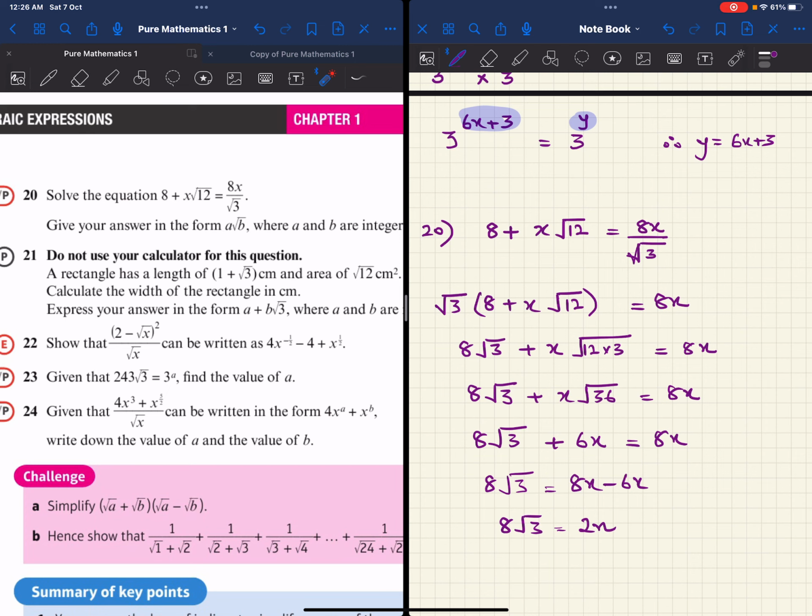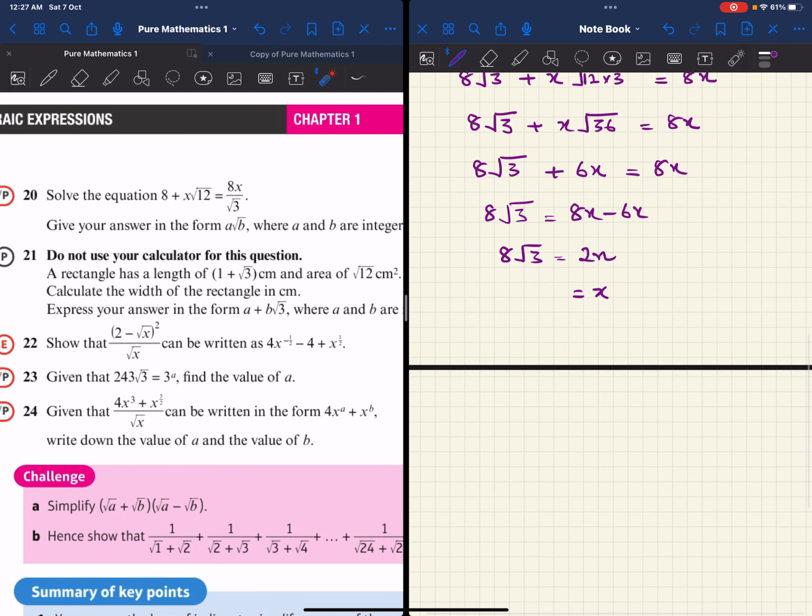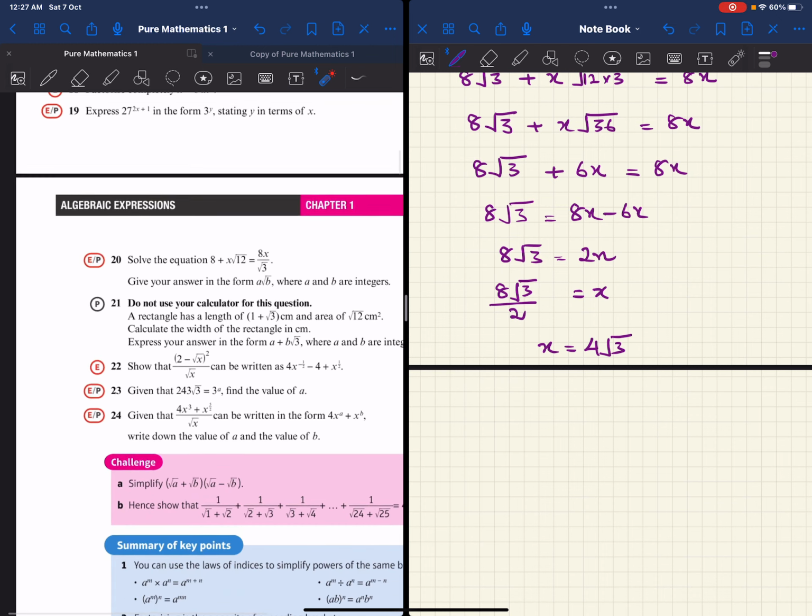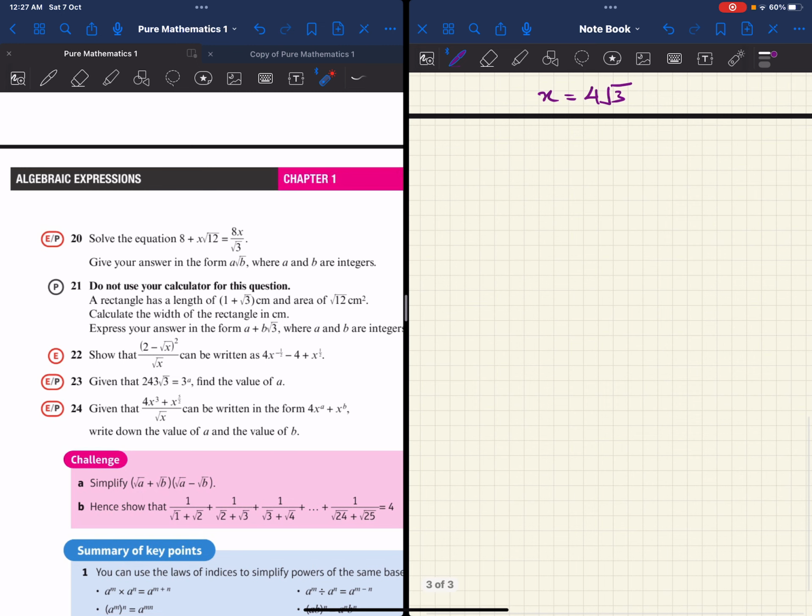In order to find x, when we say solve, it means we need to find the value of the missing variable, which is x here. So we need to make x alone in order to find its value. x is equal to 8 root 3 divided by 2. So our answer is x is equal to 4 root 3. Alright, so that is the answer for question number 20.